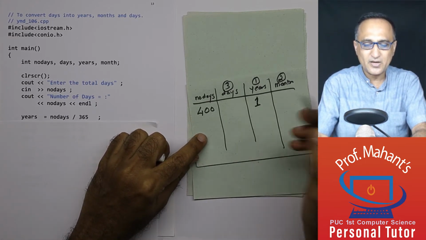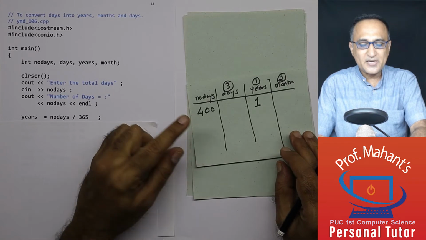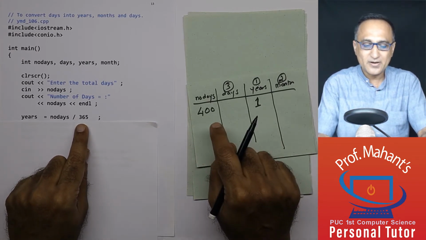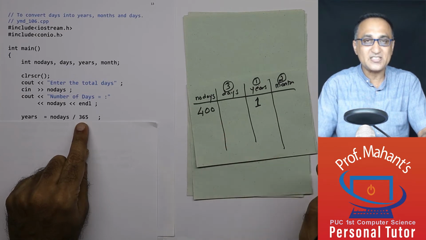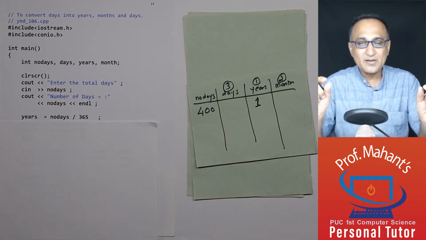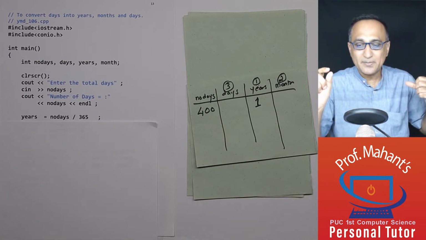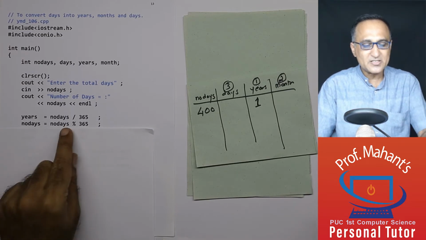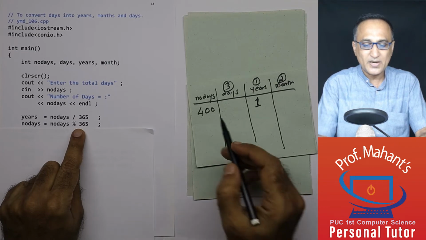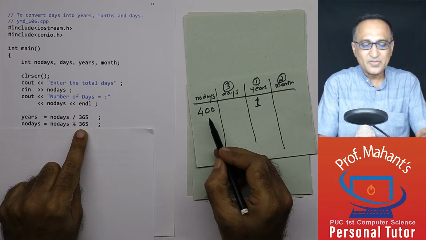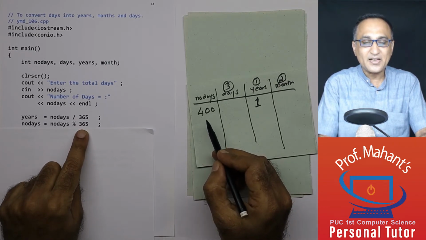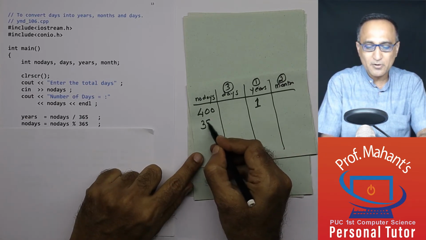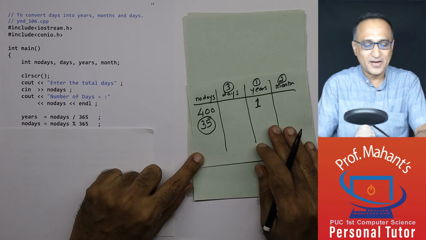Alright, number of years we have got. Now, from 400, I need to minus 365 so that only the remaining days to calculate the month are left. So when I say number of days mod 365, when I divide 400 by 365, the remainder happens to be 35. So the new value of number of days is 35.